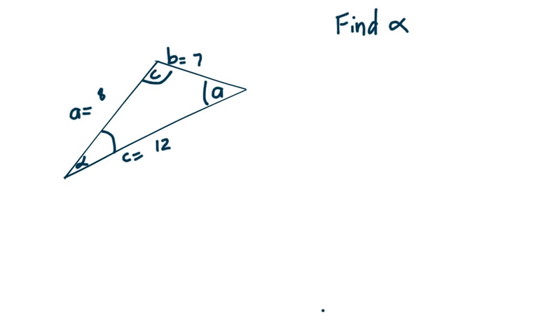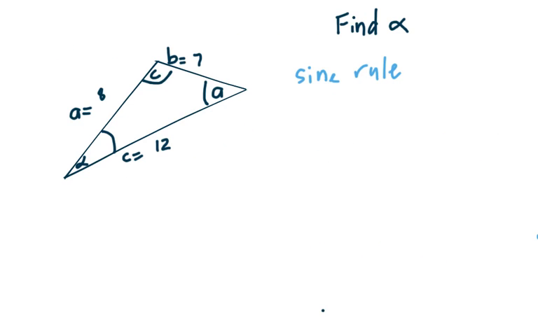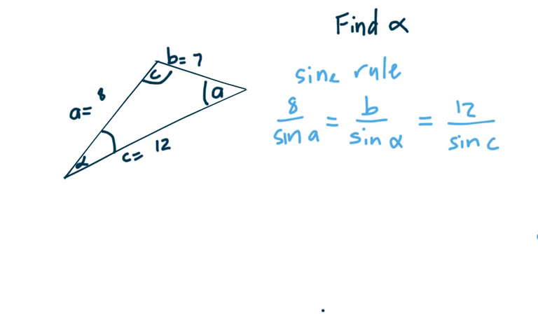So let's consider using the sine rule. Now the sine rule says side A over sine of angle A is equal to side B over sine of angle B is equal to side C over sine of angle C. Therefore, 8 over sine of A is equal to B over sine of alpha is equal to 12 over sine of C. Now we want to find alpha.